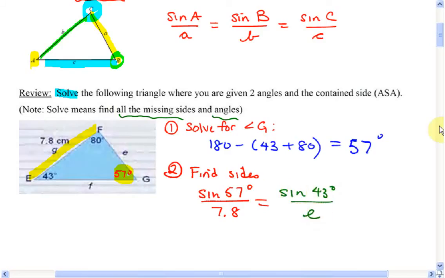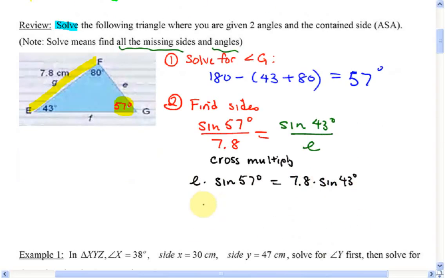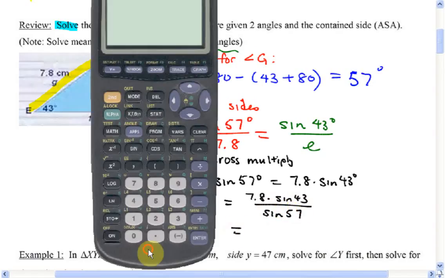So go ahead now and try to solve this on your own. This should be quick review. What do we do when we have two fractions? Cross multiply. E times sine 57 equals 7.8 times sine of 43. We'll solve for E: 7.8 times sine 43 divided by sine 57. And let's see what we get.